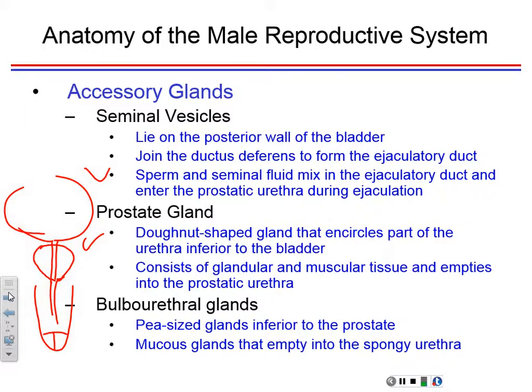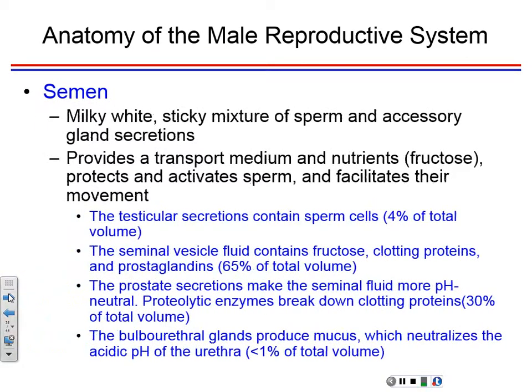And this also produces some clotting factors, clotting proteins from here, to make the sperm thick and sticky. It has glandular muscular tissue, and then the bulb of the urethra produces a mucus fluid which lubricates the penis, and also makes the urethra neutral before the sperm cells come through. Right? So semen, of course, is a mixture of testicular secretions, seminal vesicle secretions, prostatic secretions, and bulbourethral secretions.